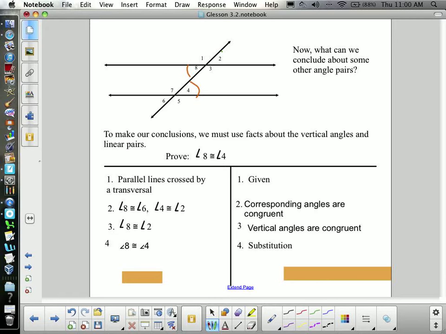Alternate interior, because they're between the pair. So I've just proven to you that alternate interior angles have to be congruent, don't I? Yeah. Okay? I could have also made this last statement, instead of 8 and 4, I could have said 6 and 2.